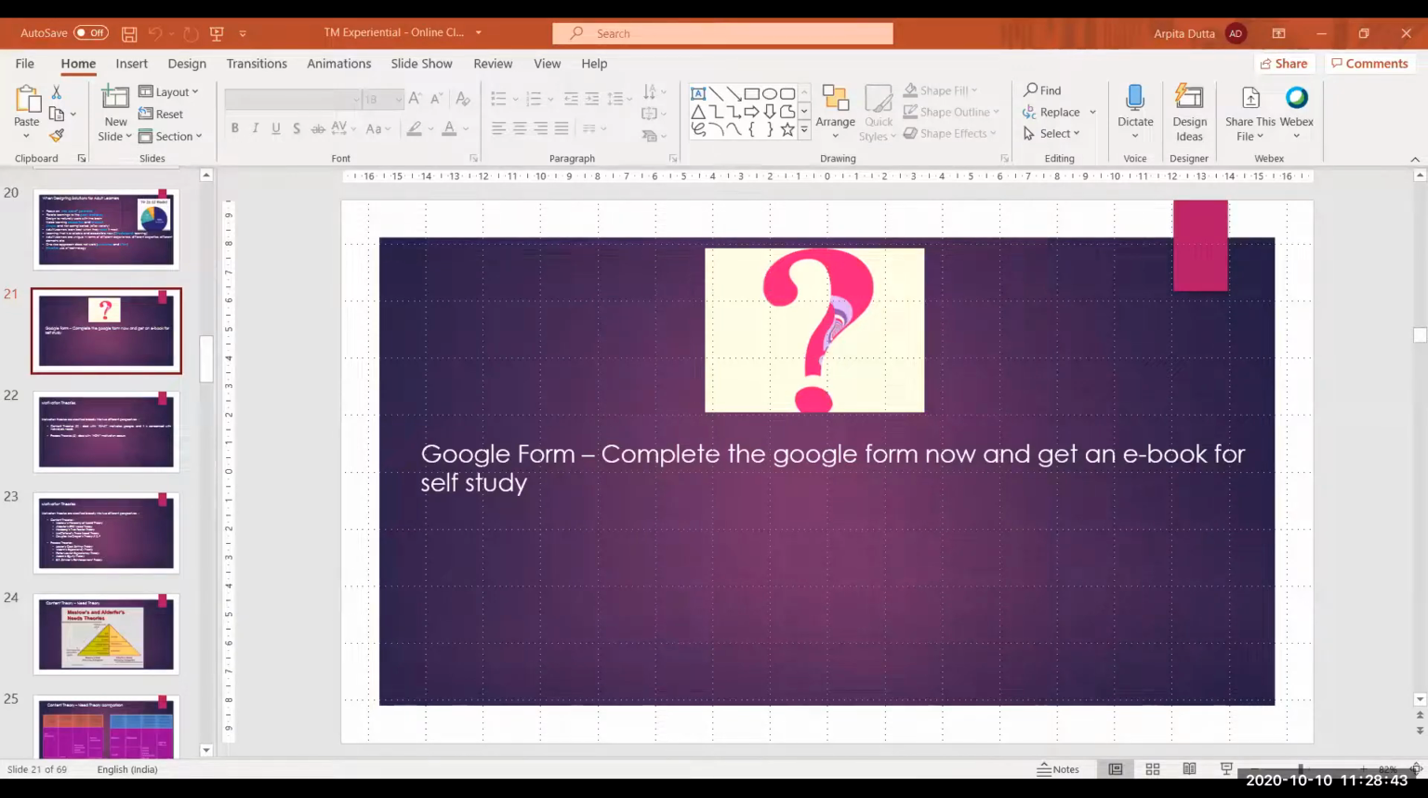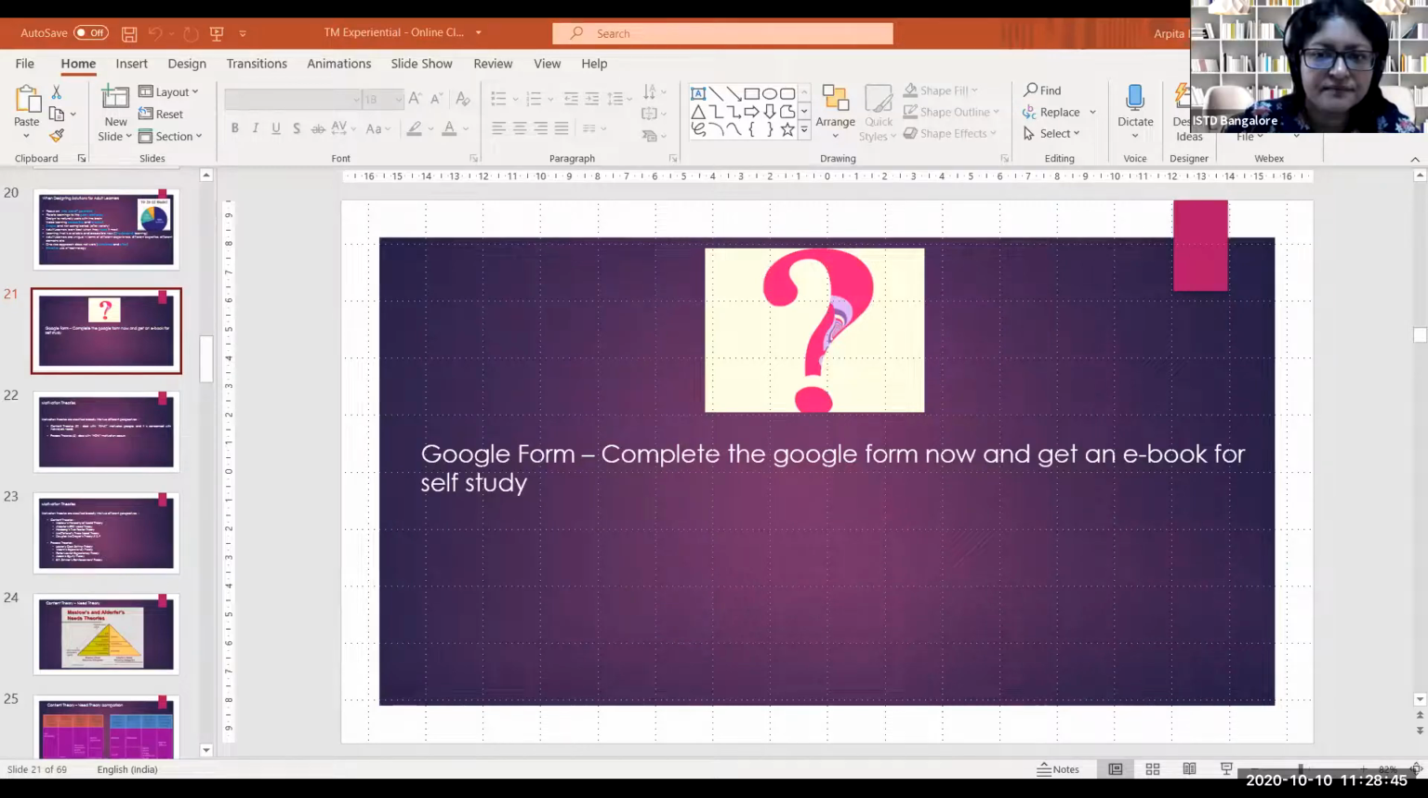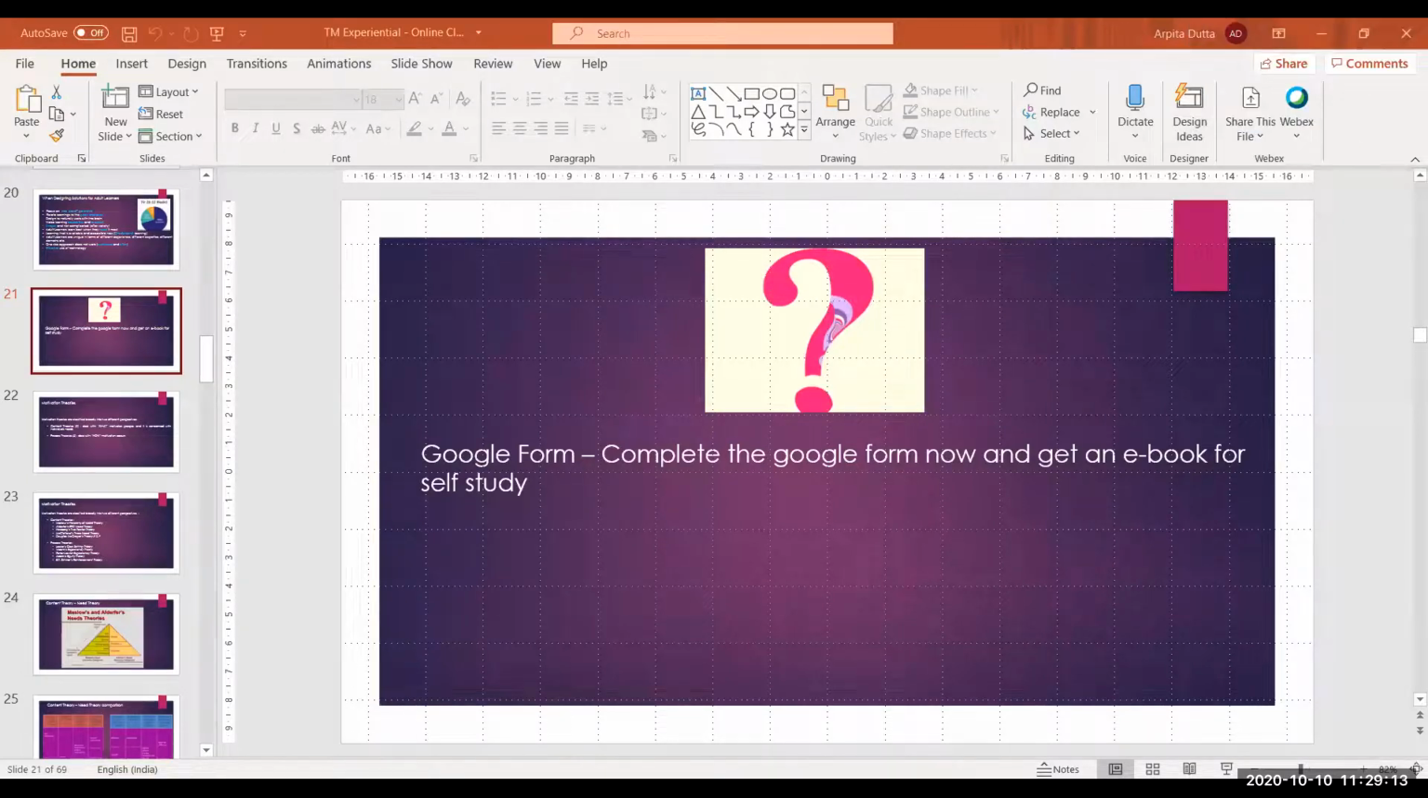I'm just pasting it on the chat box. Yeah, so I've just pasted it on the chat box. You can just open that in a browser. Are you able to see it? The form? Yes, no? Yes, ma'am.